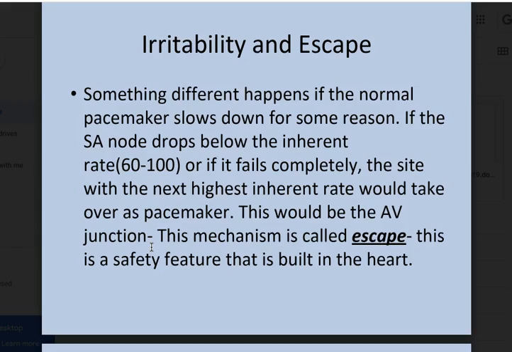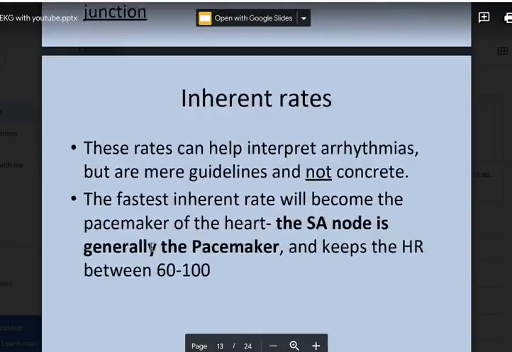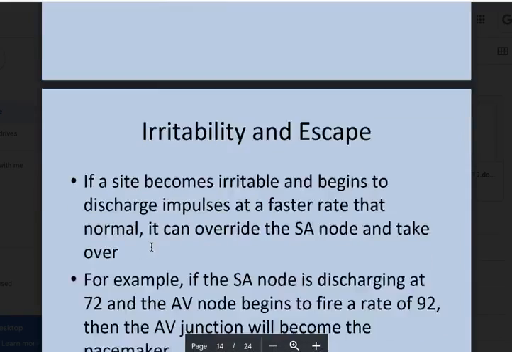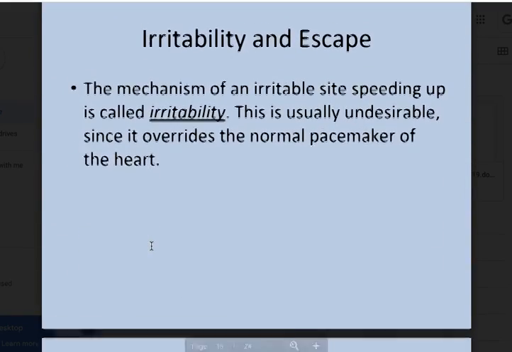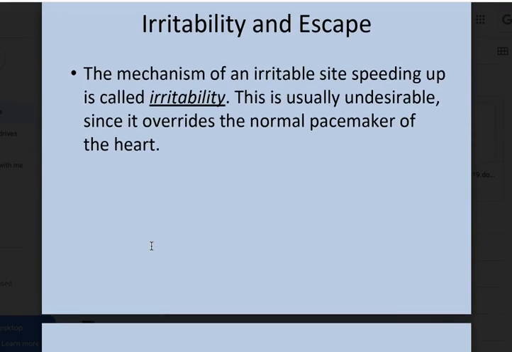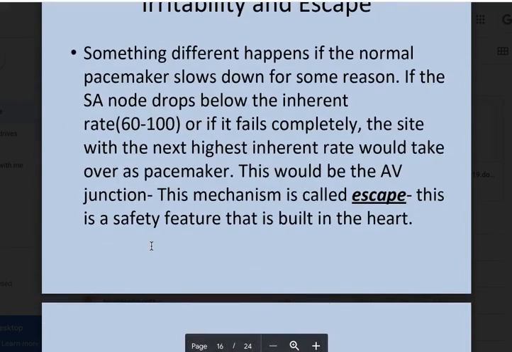Once you get down to the ventricles, we just read that the inherent rate of the ventricles is 20 to 40. Once you get to that one, there is no safety net under that. If that fails, that's a point of no return where your patient is probably past the point of return. They're not going to make it. All right, so that mechanism is called escape.